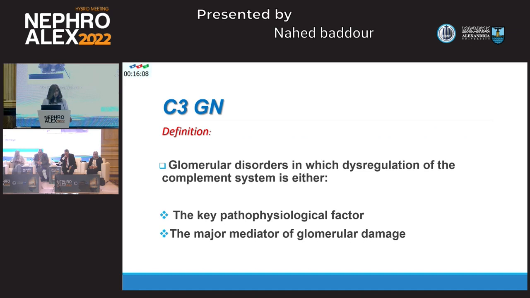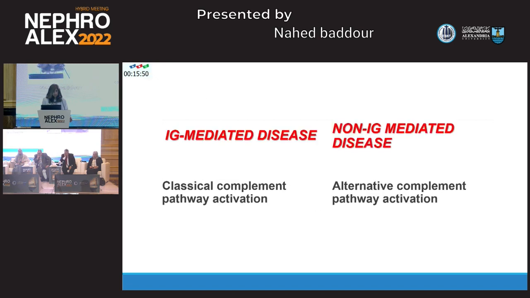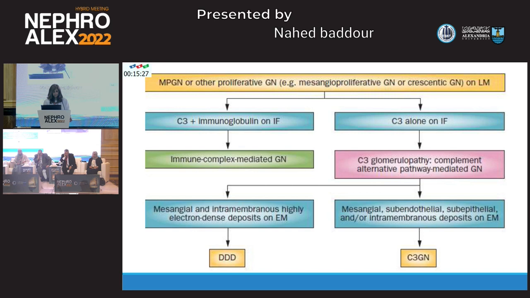So C3 glomerulopathy is a group of glomerular disorders in which there is dysregulation of the complement system, and it may be the key pathological factor responsible for this type of pattern of injury, or the major mediator of glomerular damage. The recent classification, not so recent, is divided into immune-mediated and non-immune complex-mediated. Now, this classification is even starting to change as we speak, because there are new insights into the role of complement in the pathogenesis of even immunoglobulin-mediated disease.